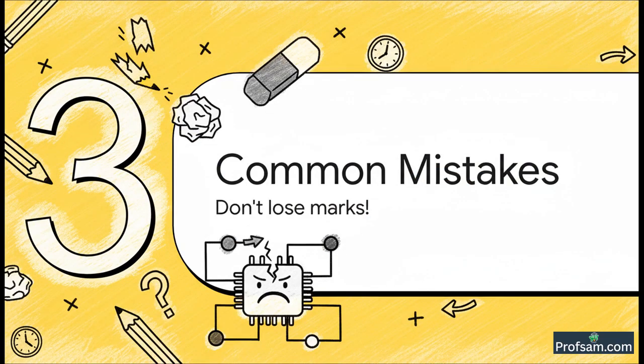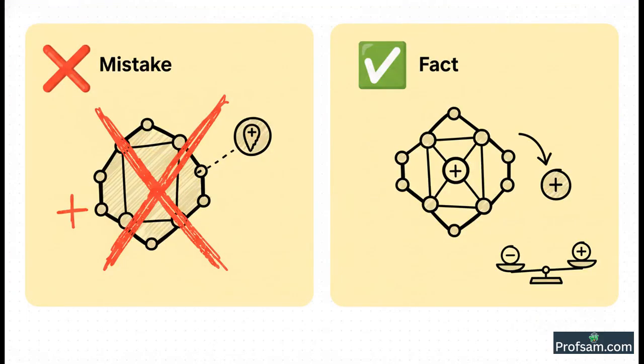All right, now let's focus on something very important. Common mistakes. These are small points, but they can be silent killers. They can make you lose marks in an exam. So let's make sure you don't fall into these traps. Okay, mistake number 1. Many students think a hole is a real particle, like a proton. No, a hole is simply the vacancy, the empty space, left by an electron. It just behaves like a positive charge.